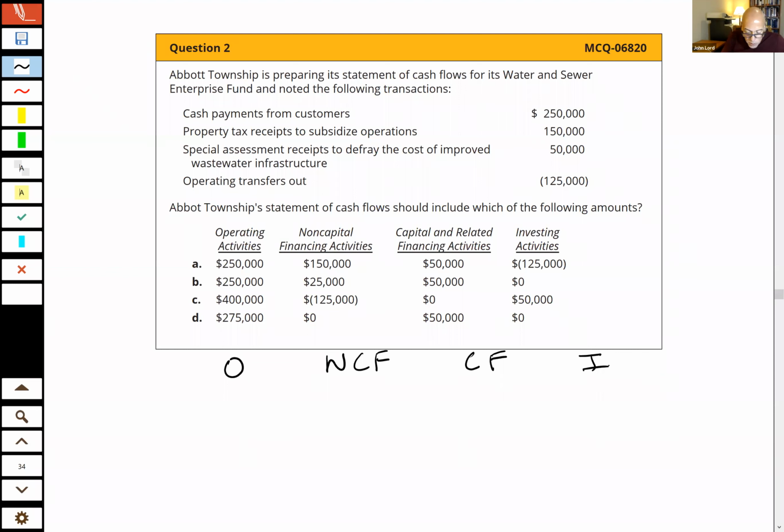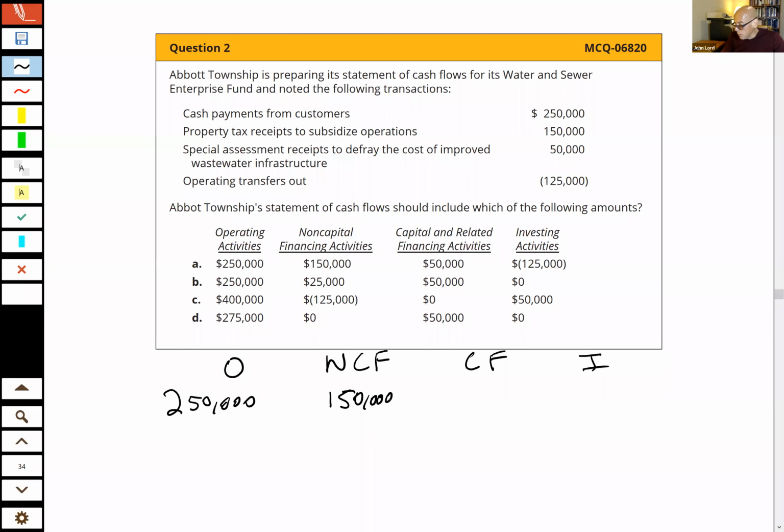Now, cash payments from customers are going where? Operating. Operating, good, we know that. Then property tax receipts to subsidize operations. Well, we know that that's non-capital related financing, because they told us it's a financing unless it's related to capital, which then, if it was restricted for capital, it'd be a capital related financing.